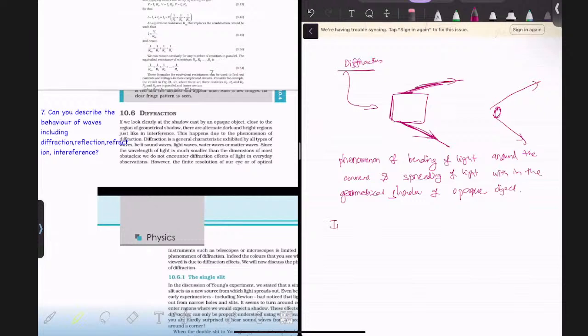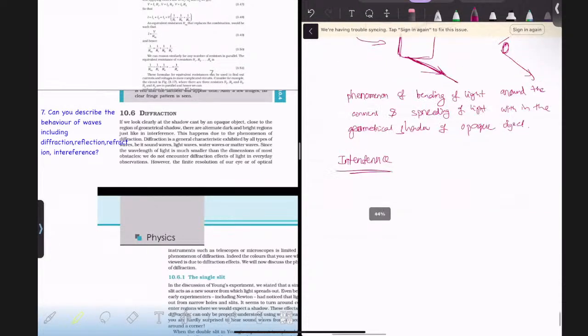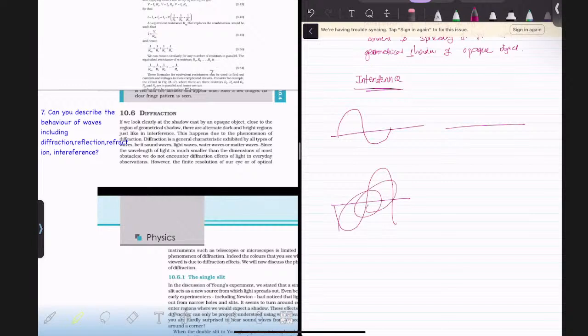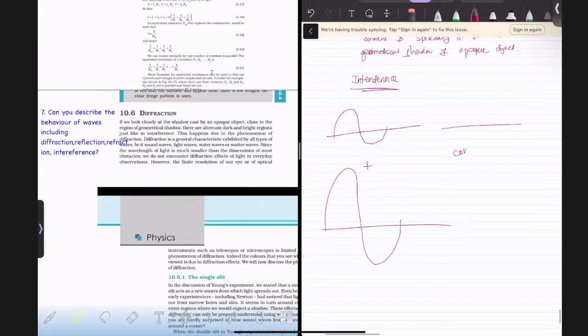Okay, then comes interference. What is interference, guys? Interference are of two types. Constructive interference मतलब दो लाइट वेव का मिलाव. Addition of two light waves is known as interference. Interference दो टाइप का होता है, constructive and destructive.